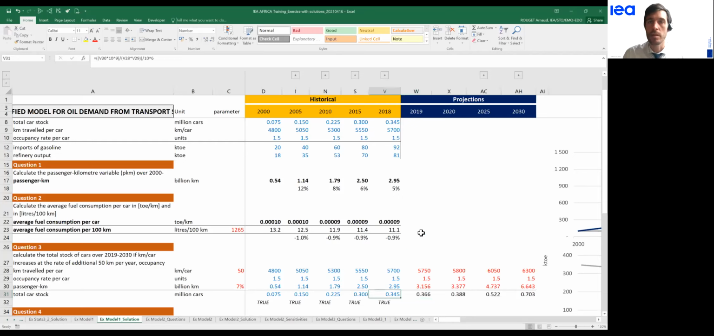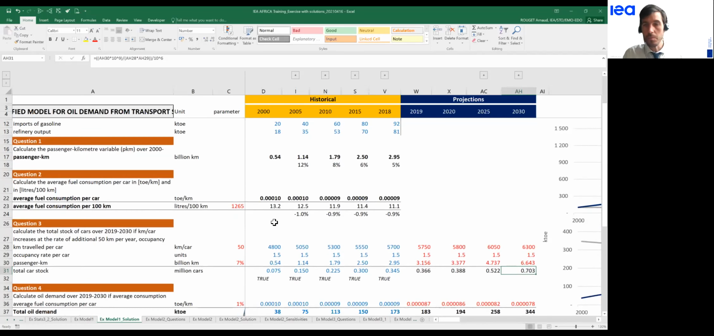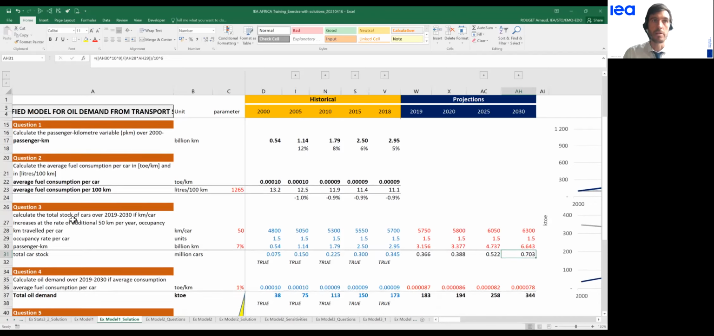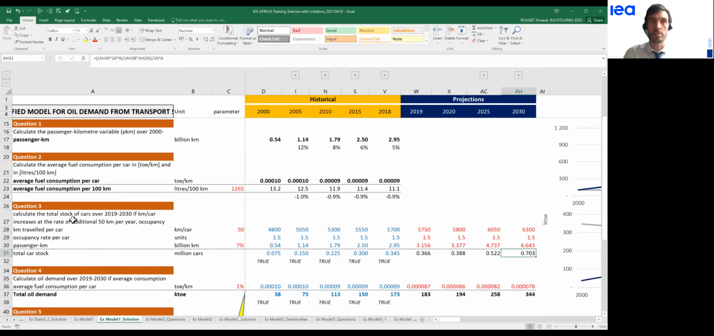We had 345,000 cars in the year 2010, and this will double to 700,000 by 2030. So interesting to see this projection. But what is really interesting to us are the impacts for energy demand.